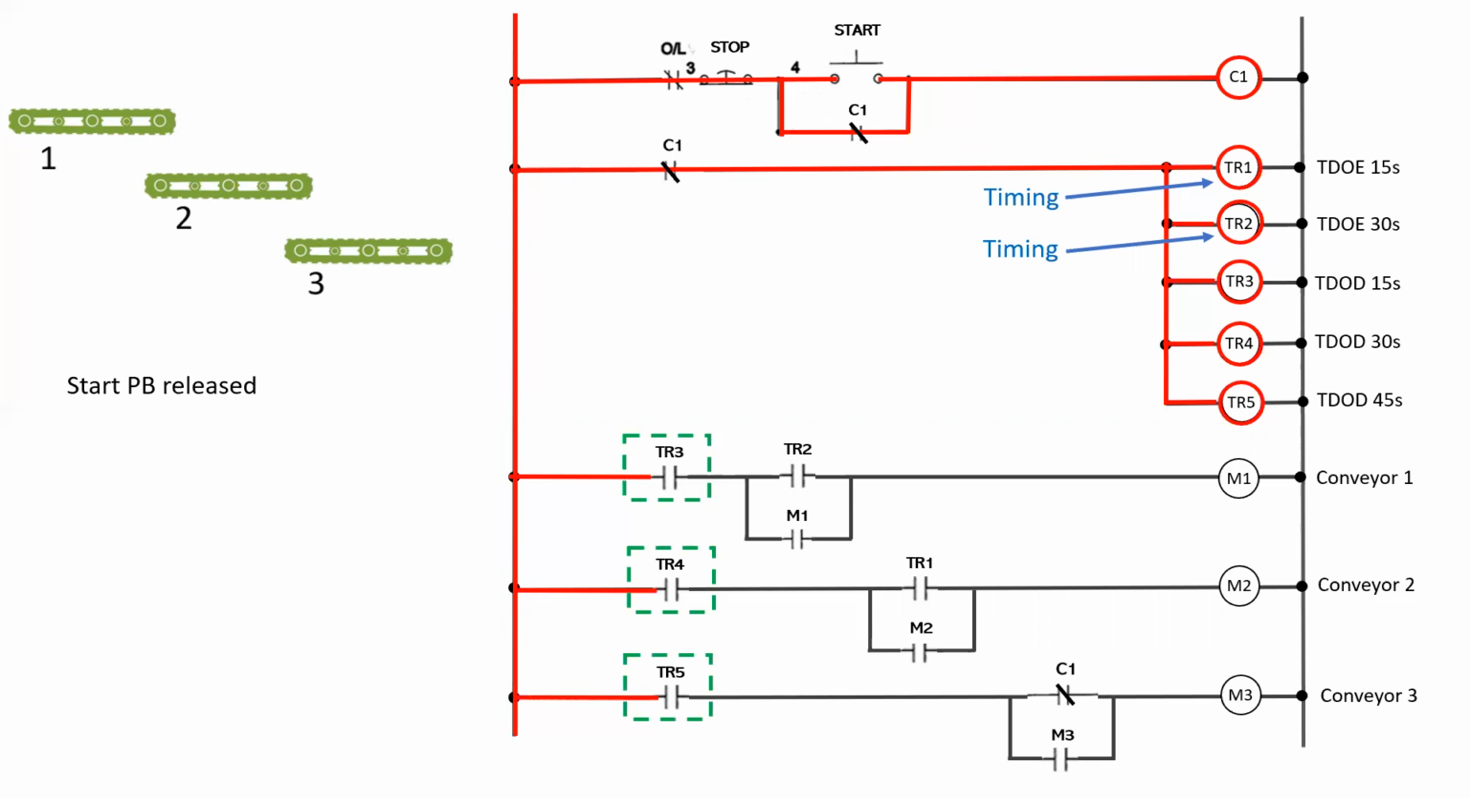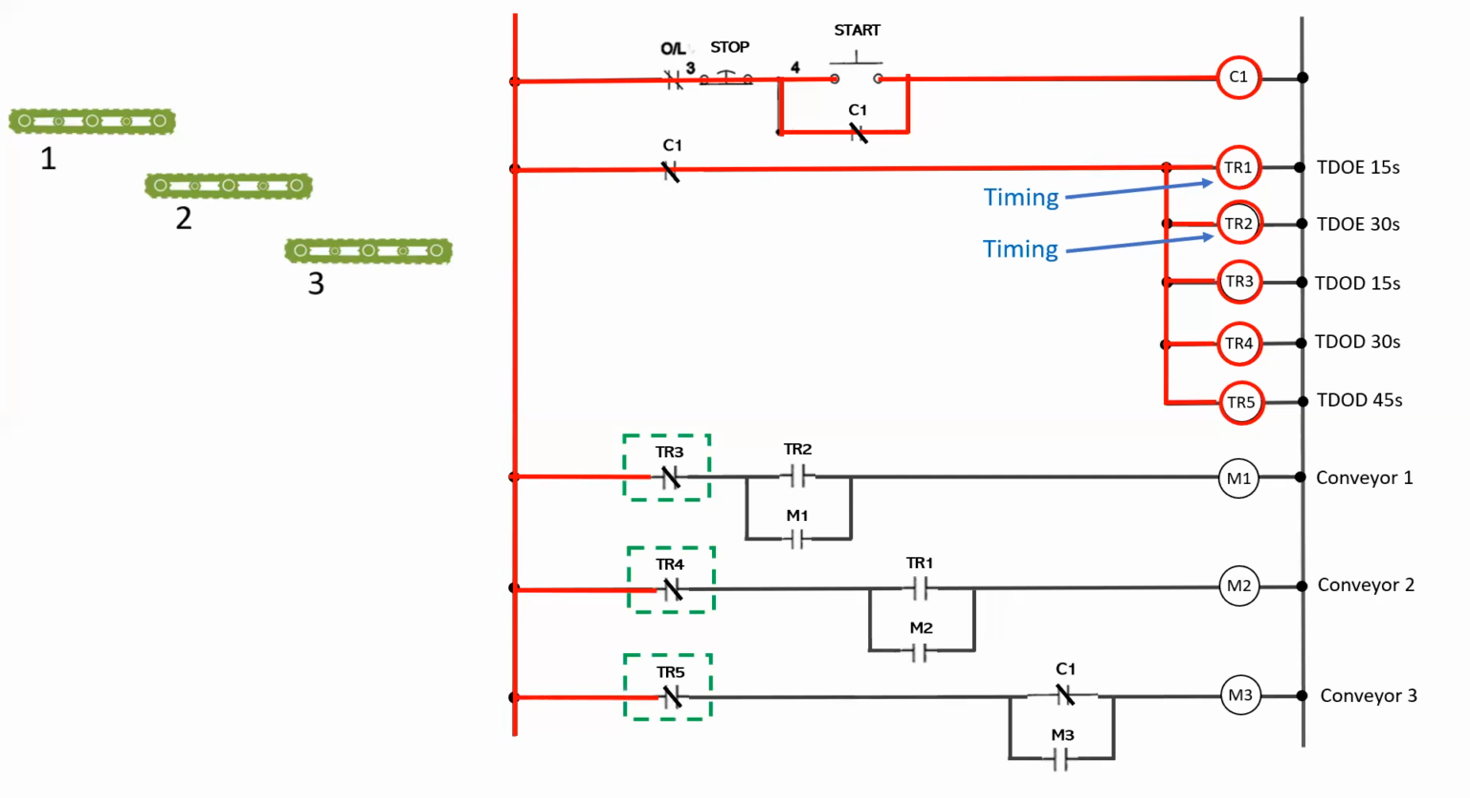Now, the TDOD relays, TR3, TR4, and TR5, will not change state. They won't have a delay in change of state because they're time delay on de-energization. That means they'll change state immediately. And so those three contacts are identified below.